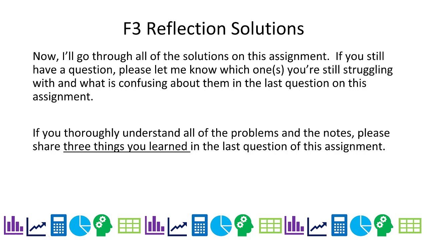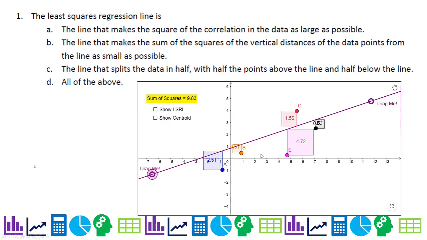So now we're going to look at the F3 assignment, and the focus is on the least squares regression line. So our first question is, what is the least squares regression line? Is it the line that makes the square of the correlation and the data as large as possible, the line that makes the sums of the squares of the vertical distances of the data points from the line as small as possible, the line that splits the data in half with half the points above the line and half below the line, or all of the above?